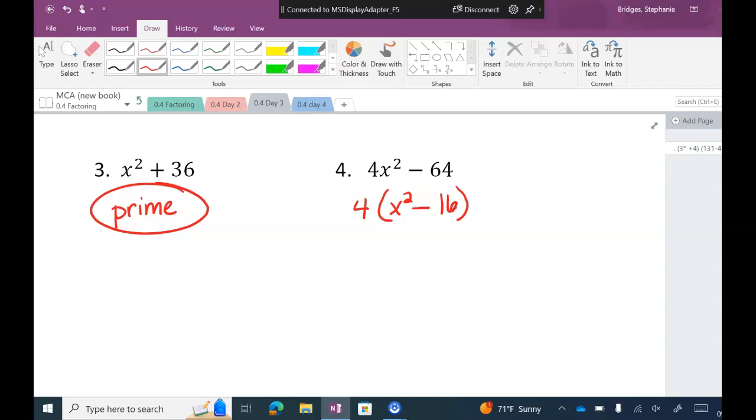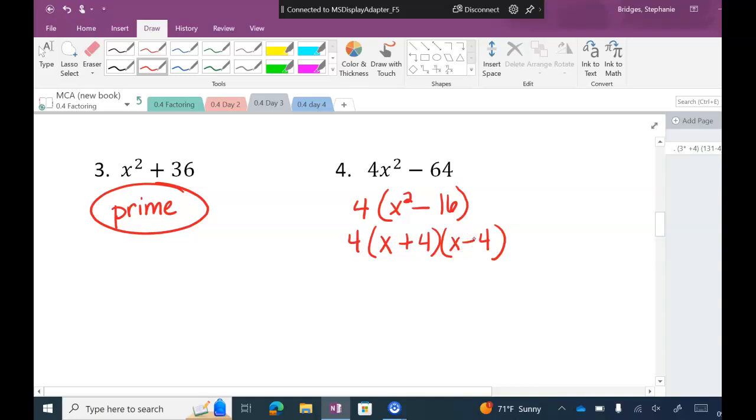So that means that we can continue to factor. One more time, so we keep the 4. We set up our 2 parentheses. The square root of x squared is x. The square root of 16 is 4. We do 1 plus, we do 1 minus.